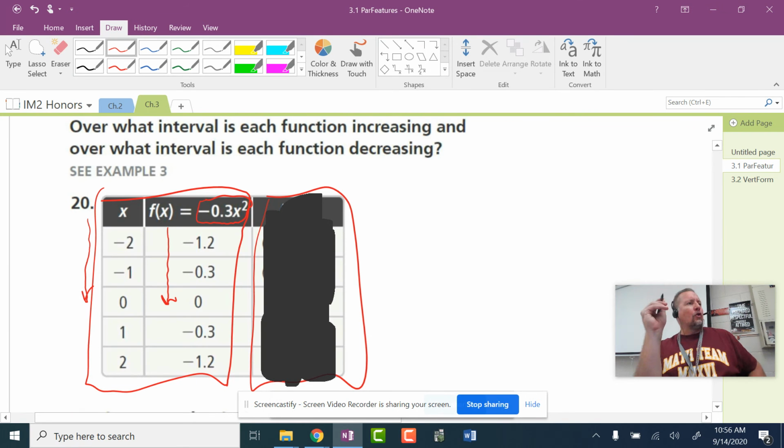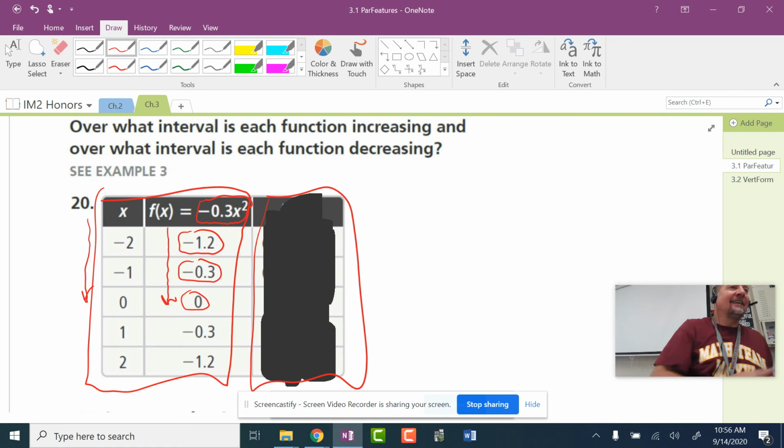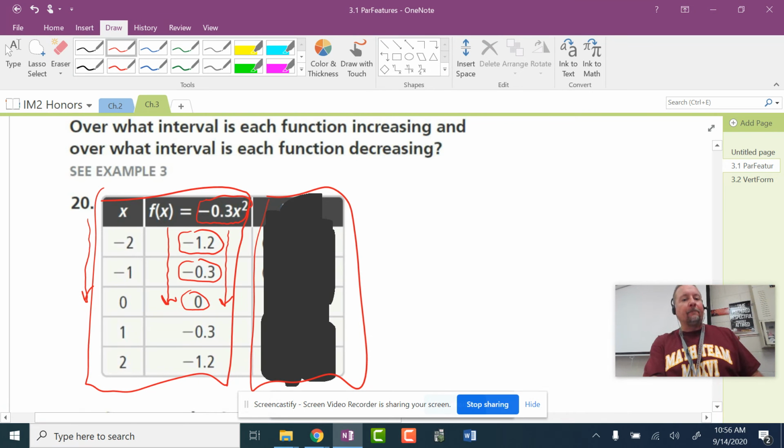What would you rather owe? Would you rather owe $1.20, owe 30 cents, or would you rather owe $0? What would people probably say? I'd rather owe 0. Thanks, Jad. I saw the big zero up there. So that proves that these are going down. You've got to think negatives correctly.